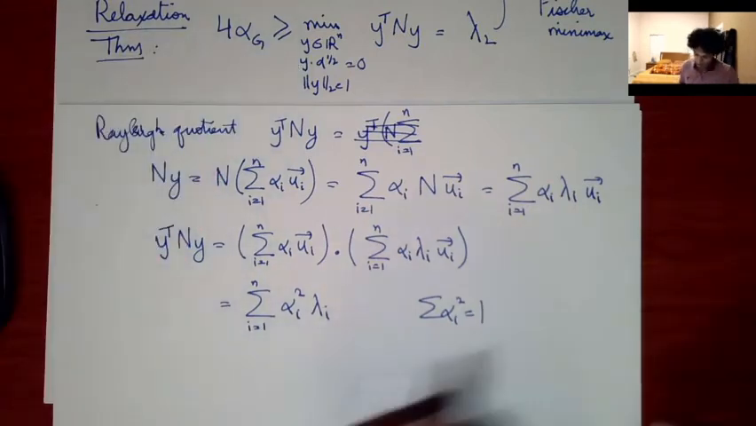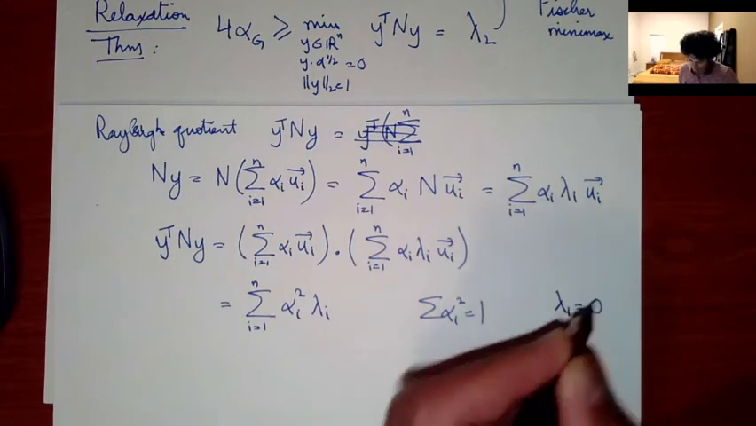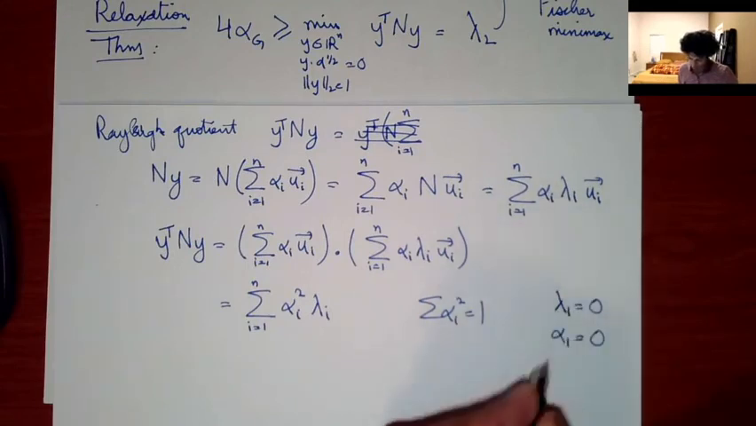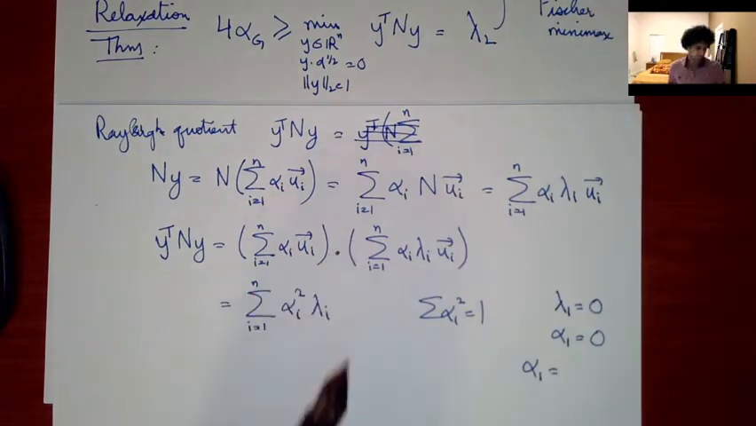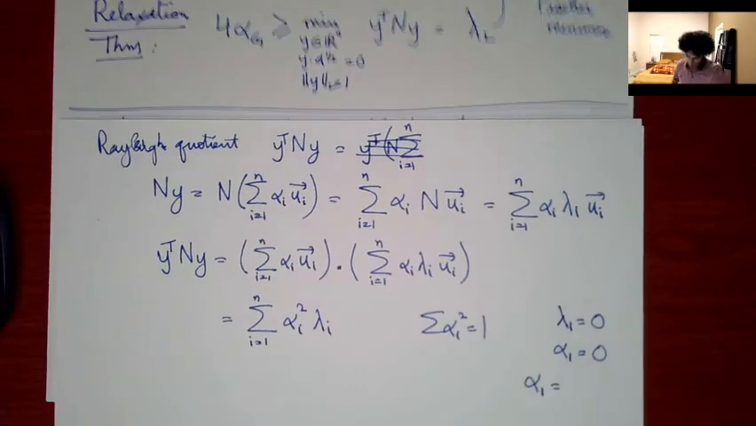Now, what does that mean? Lambda 1 was equal to 0. And alpha 1 is also equal to 0 because alpha 1 is precisely, if you look at, okay, so maybe I should write this out over here.